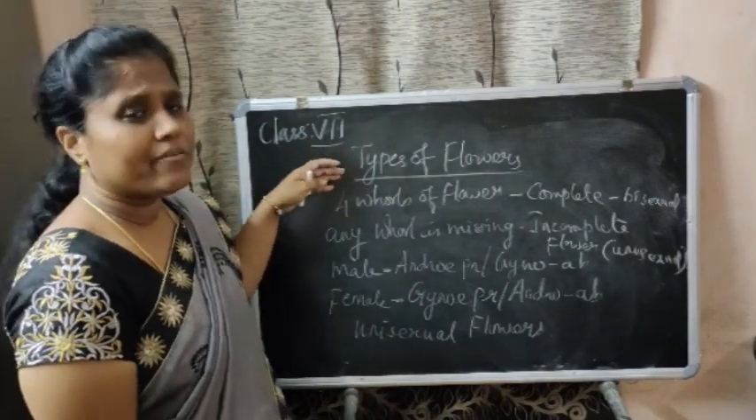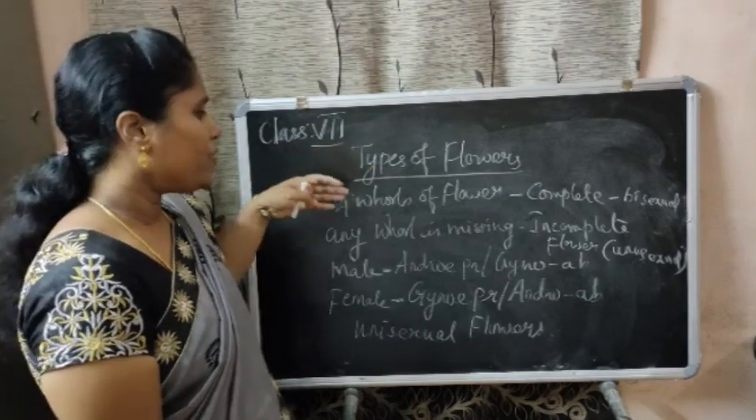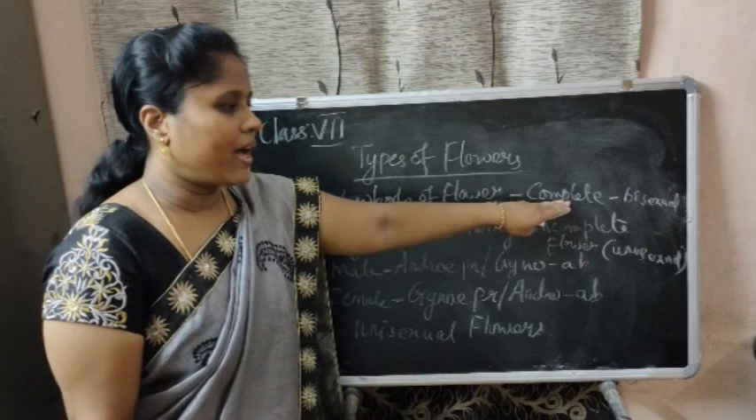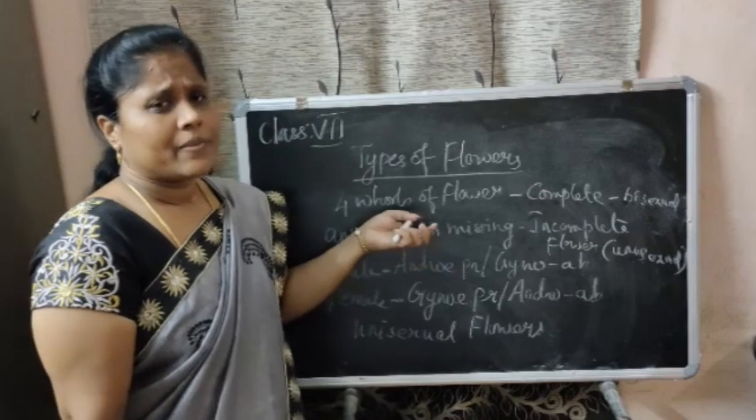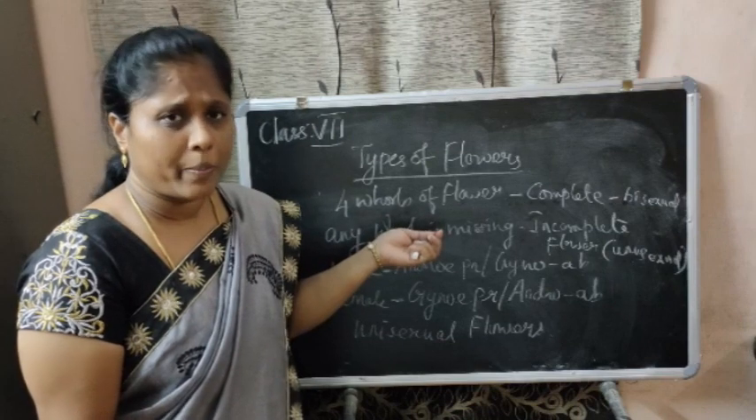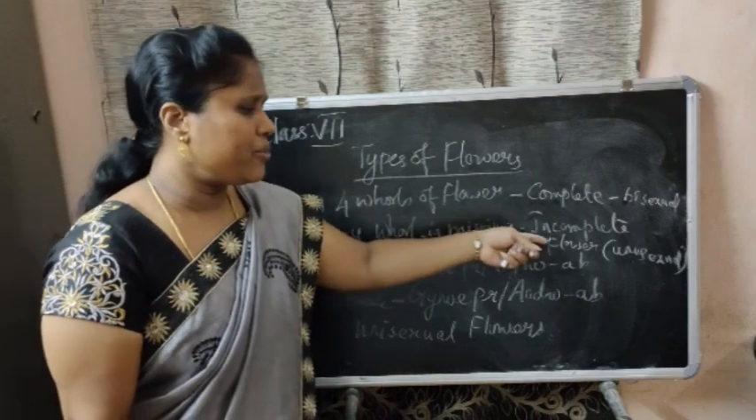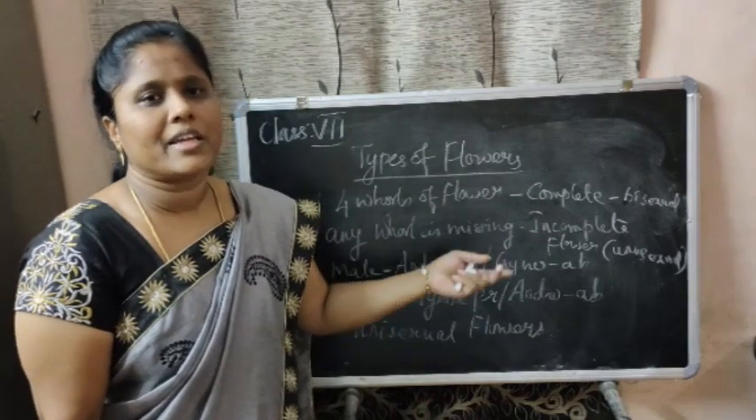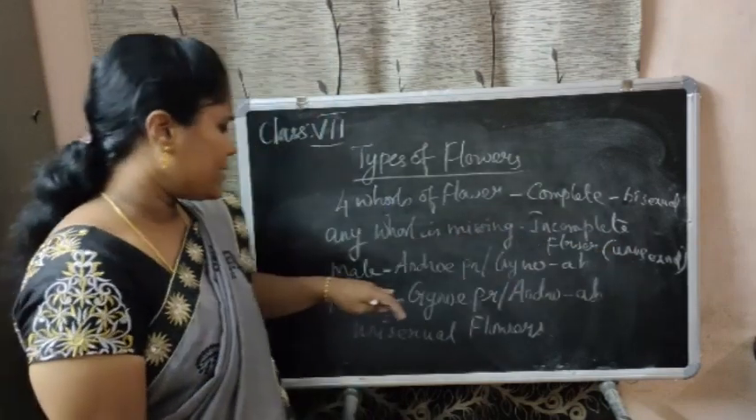So types of flowers: you have the complete flower and the incomplete flower. It is a complete flower if all the four whorls of the flower are there. Usually this is possible in bisexual flowers, which means both the male reproductive part and the female reproductive part, that is androecium and gynoecium, will be present in the same flower. If any whorl is missing, then it is said to be an incomplete flower. So either androecium is missing or gynoecium is missing. Usually this is possible in unisexual plants.